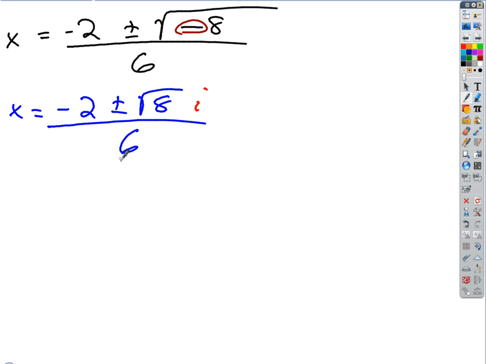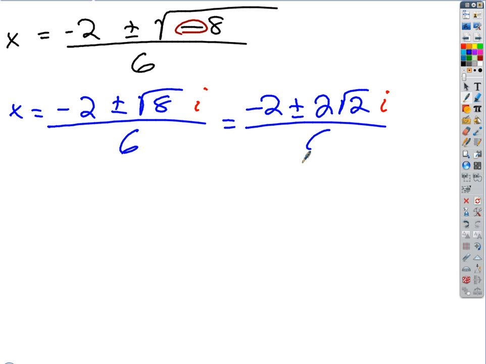Now, here's the kicker on this. If the bottom were like a 5, we could enter it just as a plus version and a minus version, and it'd be 100% right. But because that's an even number, and James was telling us he already reduced this for us, the square root of 8 is 2 radical 2, right? So I could write this as negative 2 plus or minus 2 radical 2 i divided by 6. Now I can factor a 2 out of the top and the bottom and reduce it.